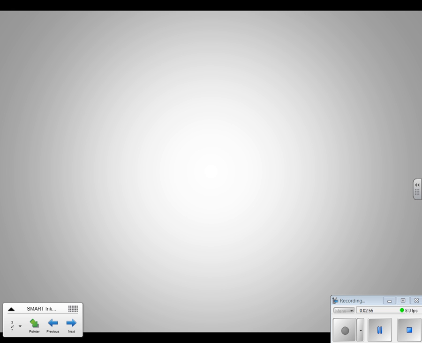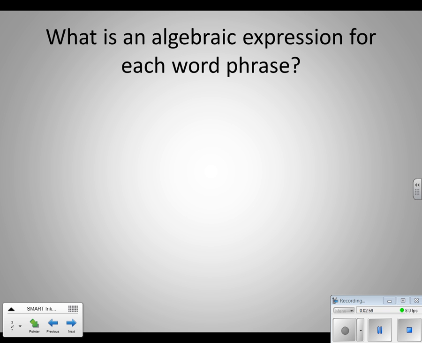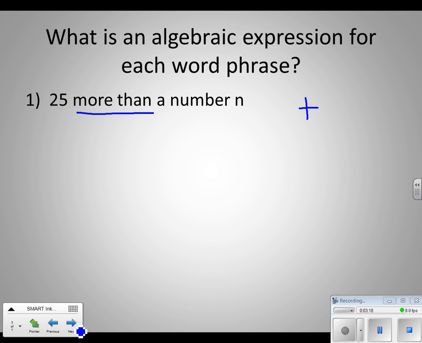And so what we're going to do is look at algebraic expressions a little bit more, and we're going to be answering the question, what is an algebraic expression for each word phrase? 25 more than a number n. So we look at this phrase and we see more than, and we should know what more than is. More than is giving us an addition operation symbol.